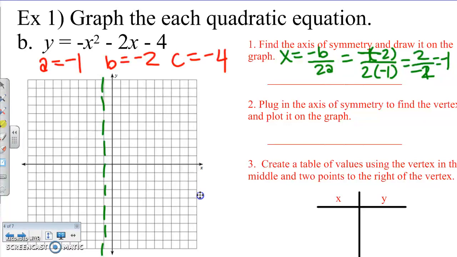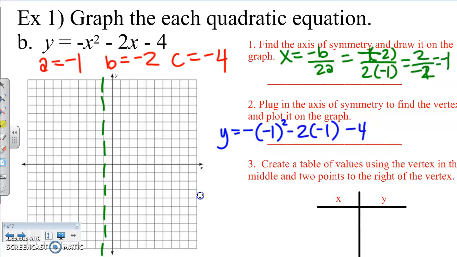Now I know that my vertex is on that axis of symmetry, so I'm going to take that -1 and plug it in for x. I need to be so careful about my negatives. I'm going to put that -1 in parentheses every time so I don't forget something. So I'm going to have negative (-1) squared minus 2 times (-1) minus 4.